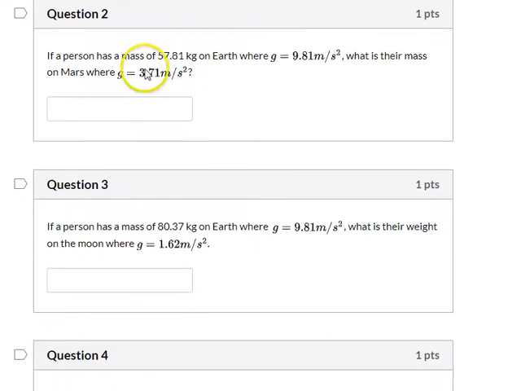If you have a mass of 57.81 kilograms on Earth, what is your mass on Mars? This is kind of a trick question. Why is it a trick question, right? Mass is how much matter you're made up of. So whether you're on the Earth or Mars or Jupiter or wherever, mass is the same. It doesn't change based on location. So the answer for this one, 57.81 kilos on Earth, is 57.81 kilos on Mars.